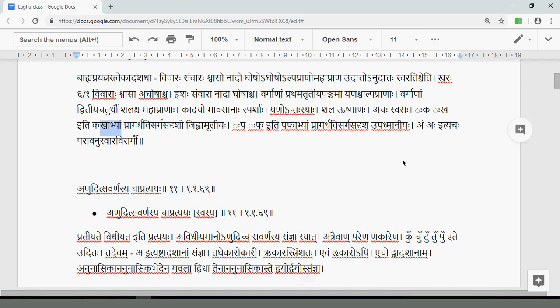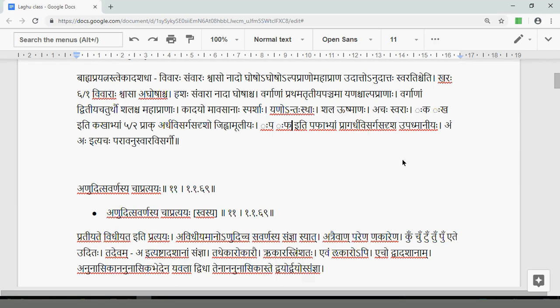Before kakara and khakara, what is that? Ardha visarga. So prak ardha visarga sadrusha. When you write, a visarga is one full round and ardha visarga is half of it. If you cut the circle horizontally and remove the lower half, you get ardha visarga. So it is similar to ardha visarga, and the pronunciation is also like ardha visarga. That is jivha mulya.